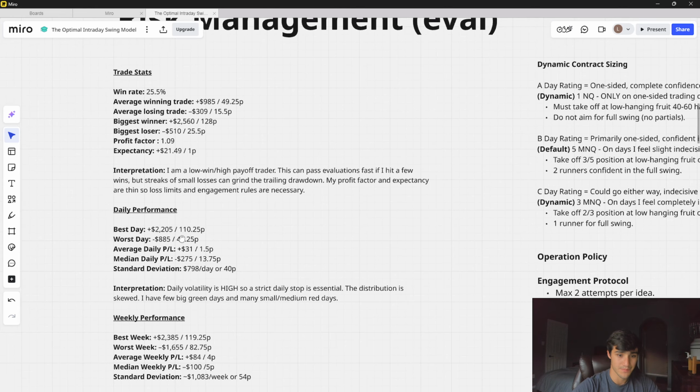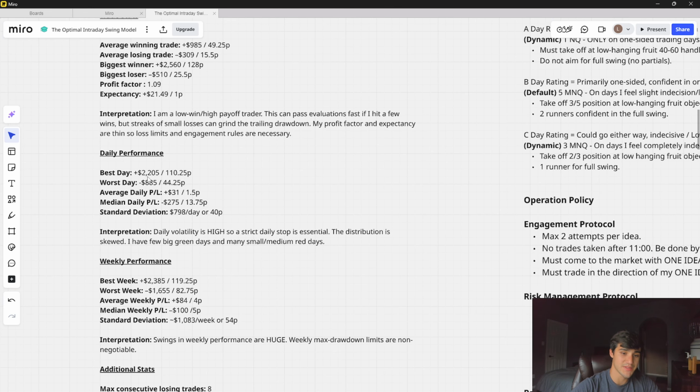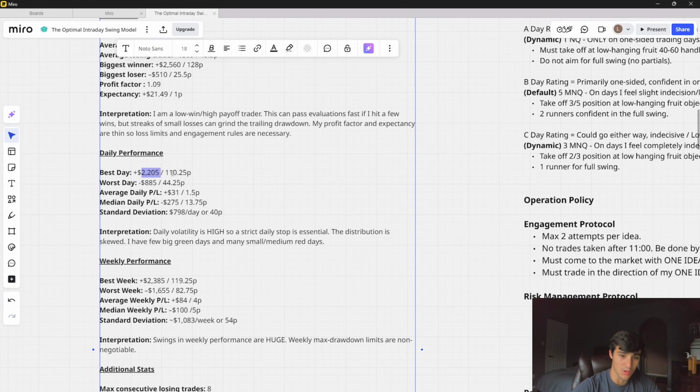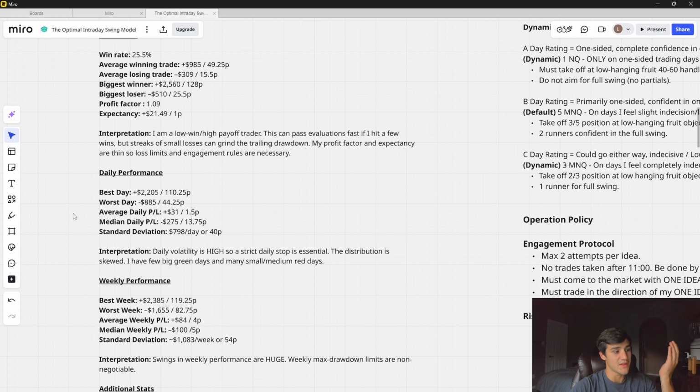limits that are strict. So my daily performance, my best day was $2,200 or 110 points. My worst day was $885. This is trading one E-mini. My worst day, I lost 44.25 points. And this is that same day where I shouldn't even have been red on the day. That trade should have been a winning trade. Big mistakes like this where I'm just self-sabotaging.